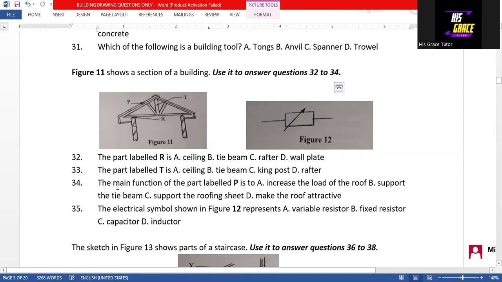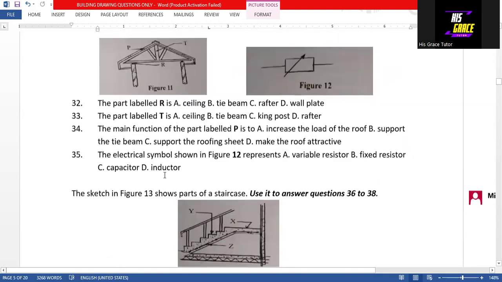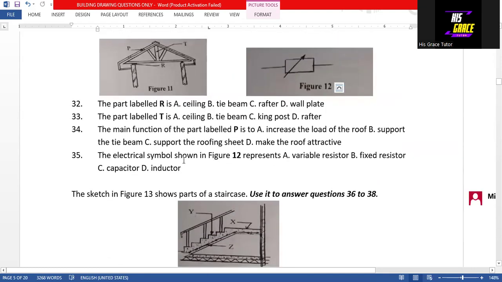And question 34, the main function of the part labeled P is to support the roofing sheet. That is option C is the answer to question 34. Then question 35 says that the electrical symbol shown in figure 12 is a variable resistor. Option A is the answer to question 35, referring to this diagram here.